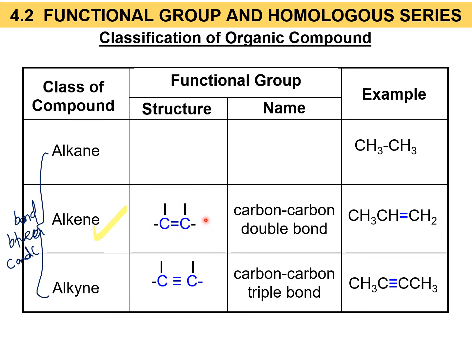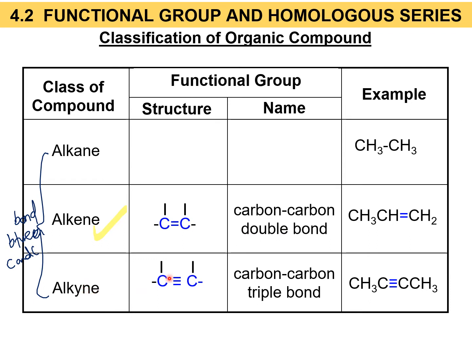Lepas tu you boleh bagi tahulah, kalau let's say dia minta class of compound, you can state that it is an alkene, and then kalau dia nak suruh kamu bagi tahu the name of the functional group, baru you bagi tahulah carbon-carbon double bond. Okay, so kalau soalan dekat you punya task assignment tu, it depends. If it asks you to bagi tahu the class of compound, this is the nama class of compound. Kalau nama functional group, inilah nama functional group dia.